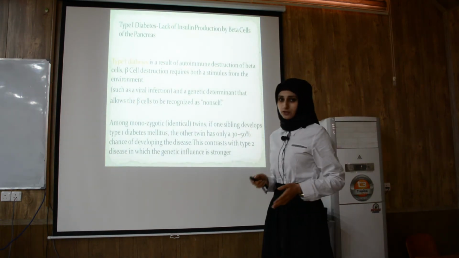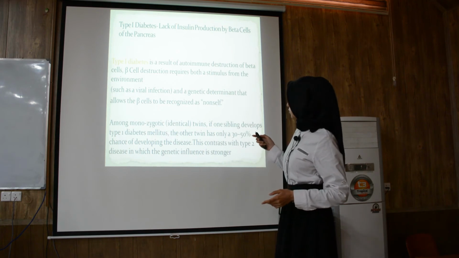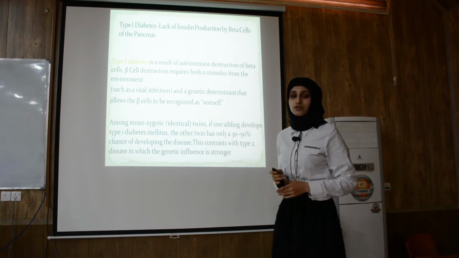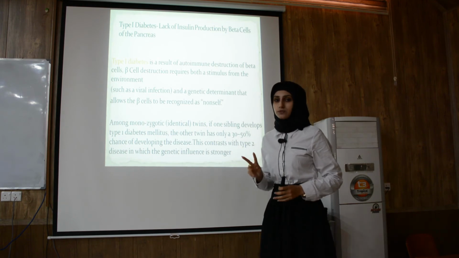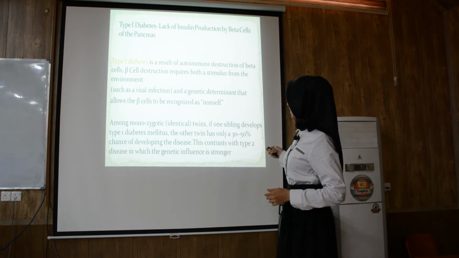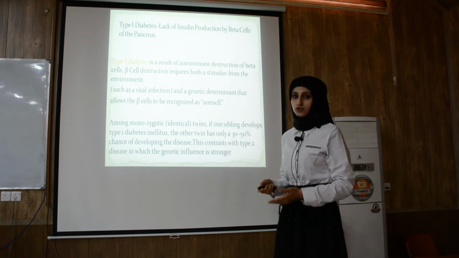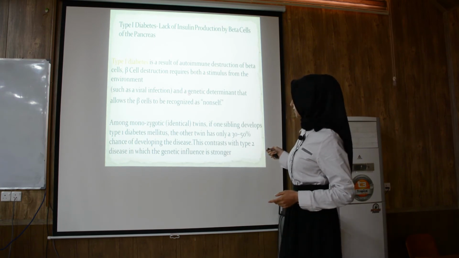Type 1 diabetes mellitus is caused by an autoimmune destruction of beta cells. This destruction results from two factors or two stimuli. The first is from the environment, like a viral infection, bacteria, or any other inducer. And the second is a genetic determinant.